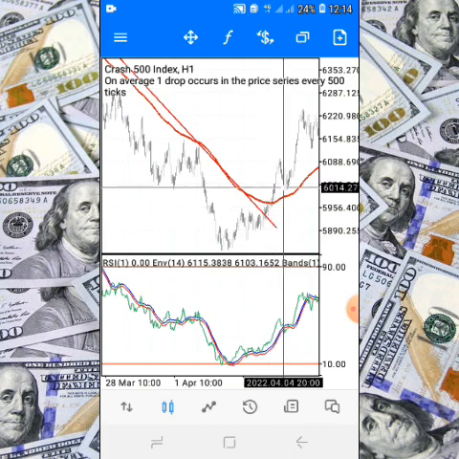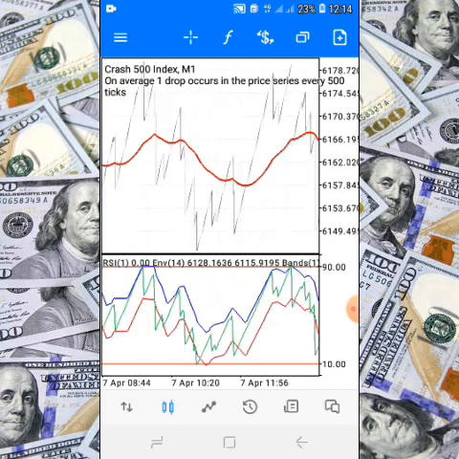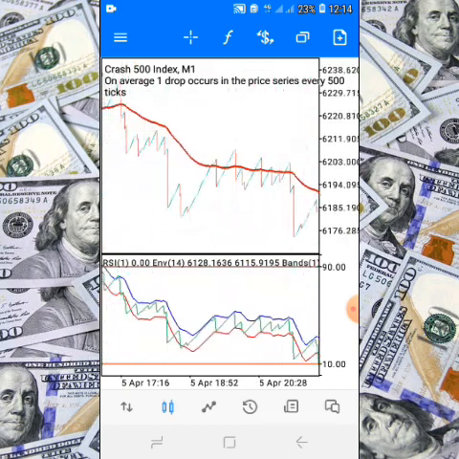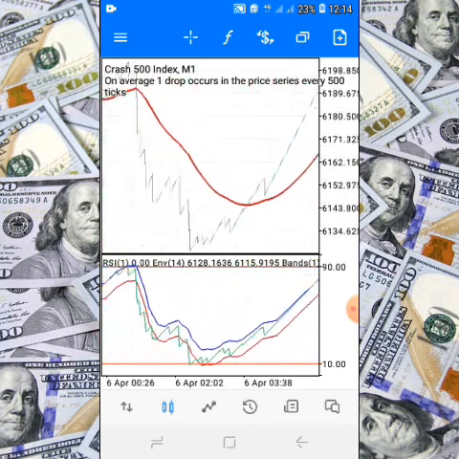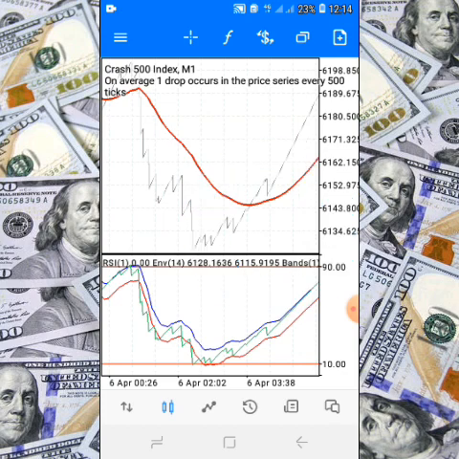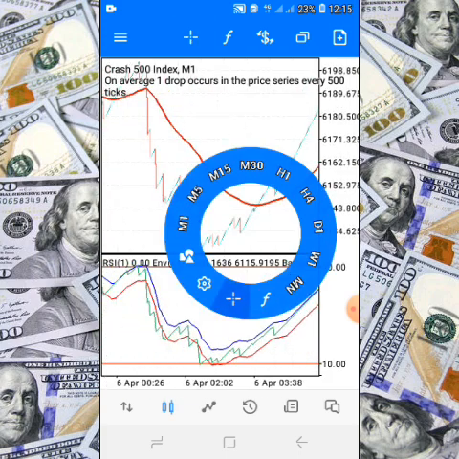So as soon as we see this, we are going to scroll down to a 1 minute time frame, okay, on Crash 500. Now, what are we waiting for? We are waiting for the indicator below to hit the 10 level, sorry. We're waiting for this indicator to hit the 10 level. As soon as it hits the 10 level, we drag the screen to the left and right and wait patiently.